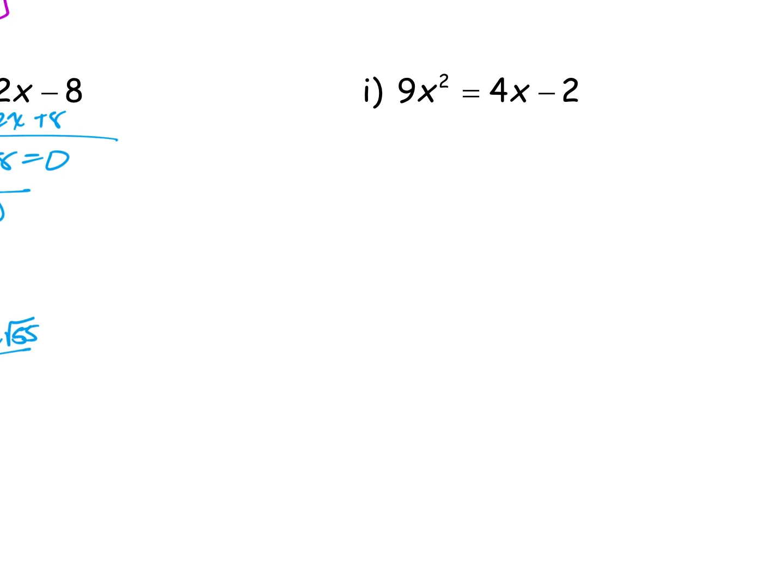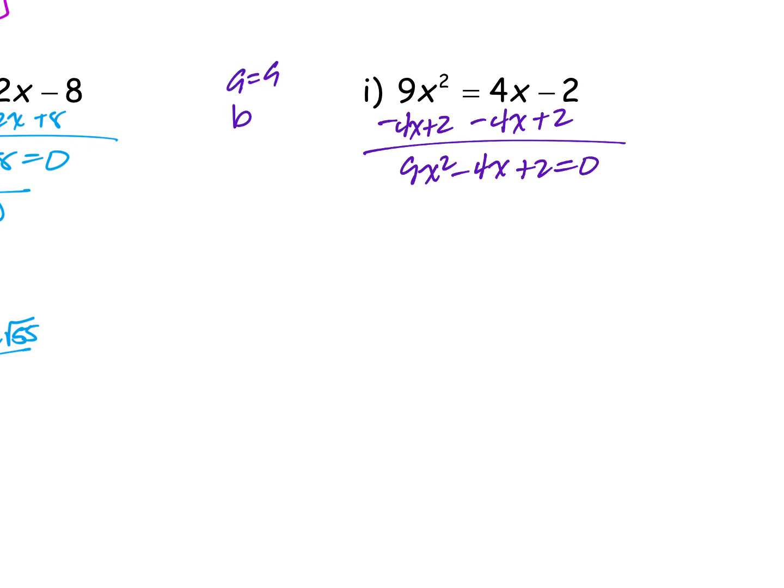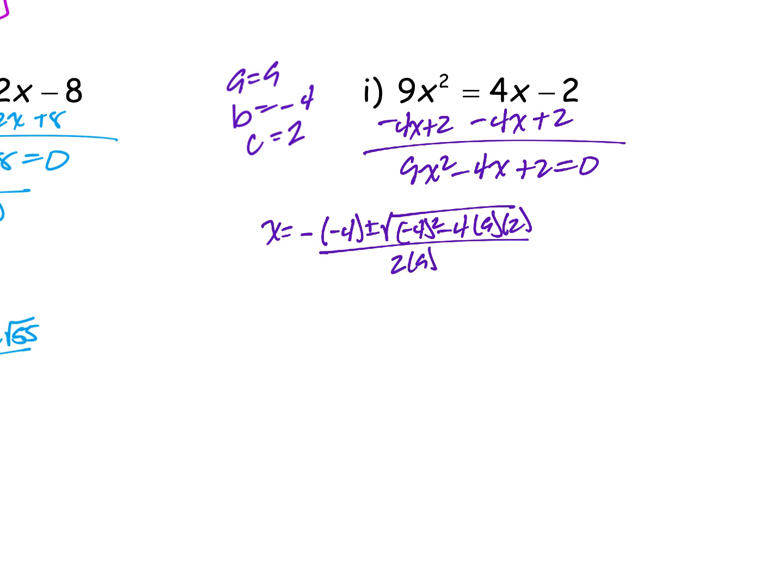Okay. And then number I, we just got done talking about i's. Subtract 4x, add 2. So I've got 9x squared minus 4x plus 2 equals 0. So A is 9, B is negative 4, and C equals 2. So X is going to equal minus a negative 4 plus or minus the square root of negative 4 squared minus 4 times 9 times 2, all divided by 2 times 9.